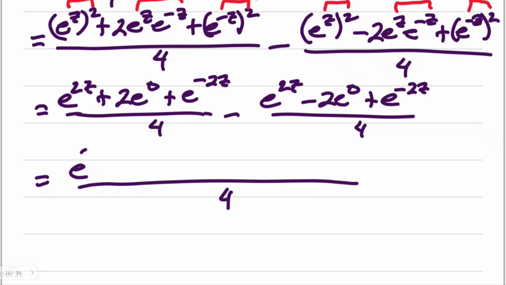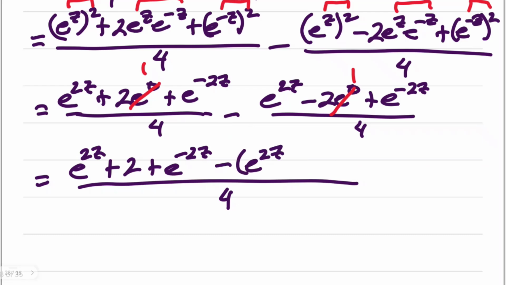When you have e to the power of 0, that is equal to 1. So that's why we only have 2 plus e to the power of negative 2z. But for the second group, take note, we have here minus. It's actually minus, e to the power of 2z, the grouping symbol, minus 2 times 1 or 2, plus e to the power of negative 2z.